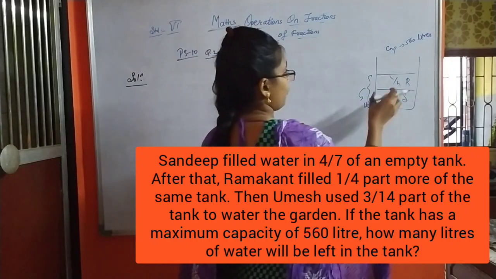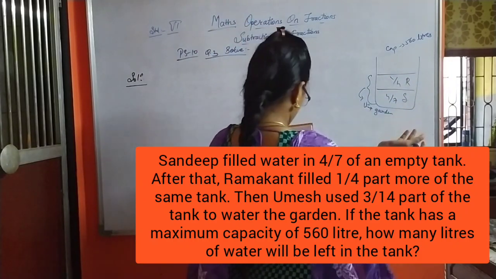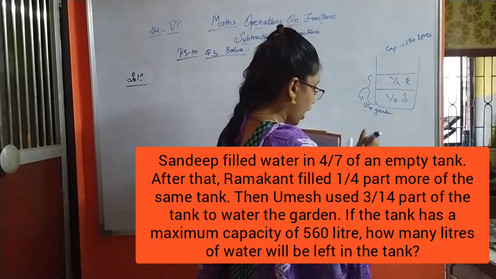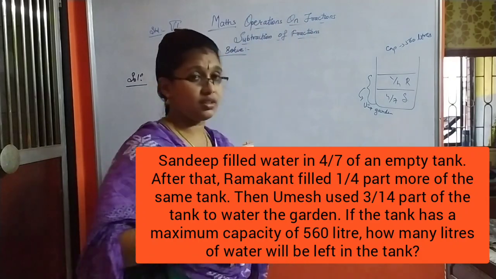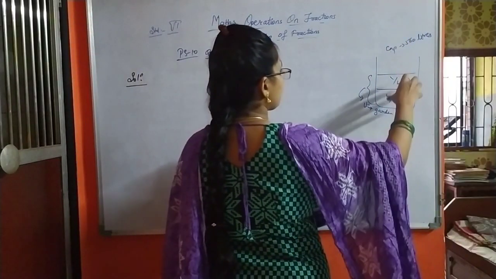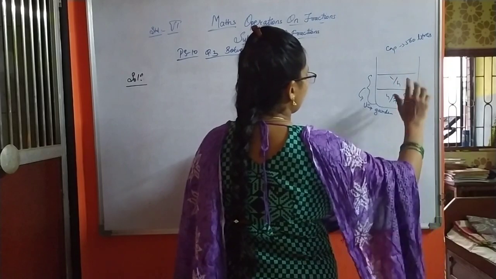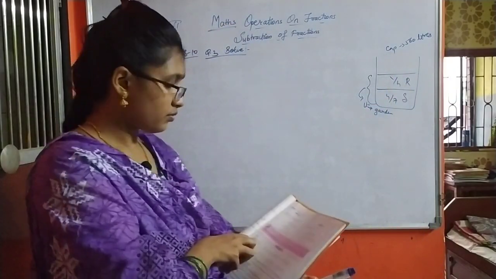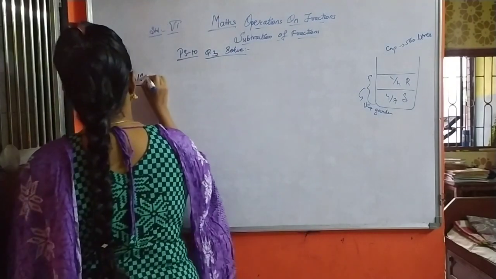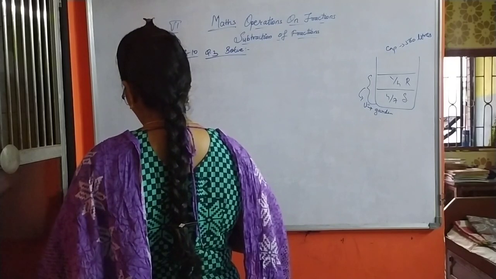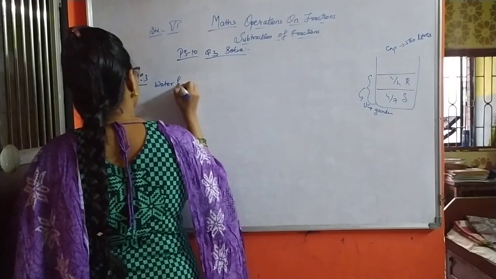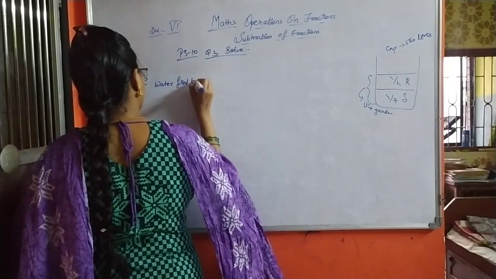Now we have to find, if this is the water filled by Sandeep and Ramakant, and after that Umesh has also taken the water back, how much water is actually left in the tank? Before that, considering all these above things, what we have to consider is only the water filled by Sandeep and Ramakant. Okay, so let's start our first process in this sum. We are going to start with the total water filled by Sandeep.